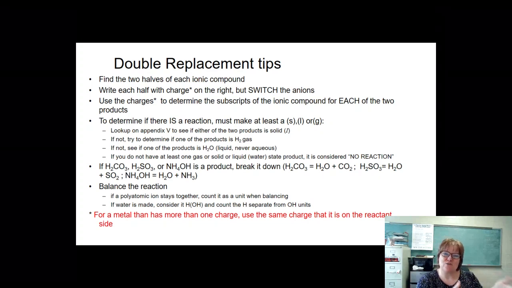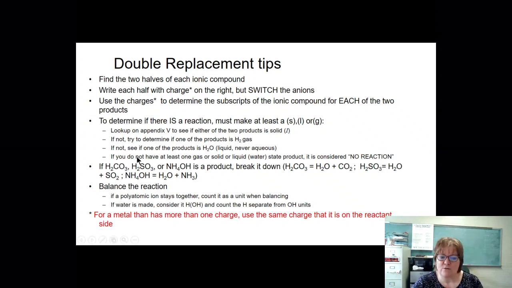If you make 2 aqueous products, it's considered no reaction. That's because if you write the net ionic reaction of it, and we'll do that in class, you end up saying that everything is a spectator, it all cancels out. Therefore, nothing is really changing, no bonds are being made. It's not really a reaction.